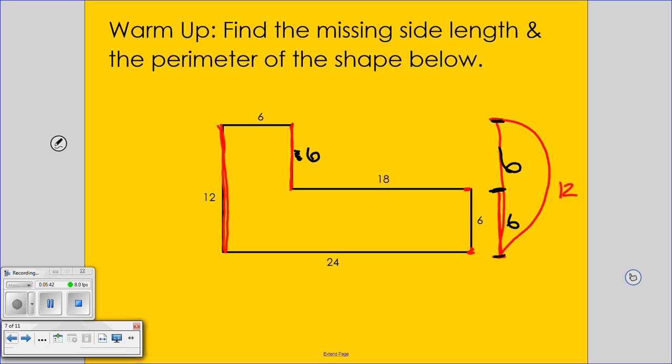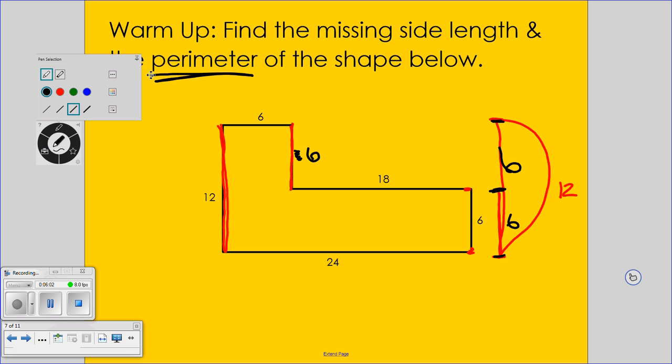Perimeter. So we are doing perimeter. I still saw some of you doing area, even though you know that. So are we doing the inside or are we doing the outside? Outside. So everybody tell me what's going to be my equation. Walk me through my equation, please.